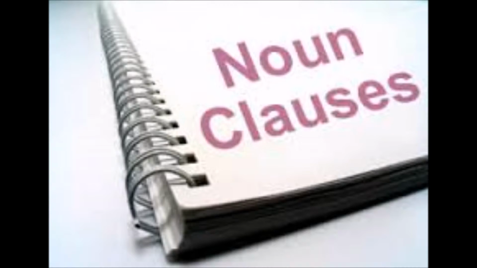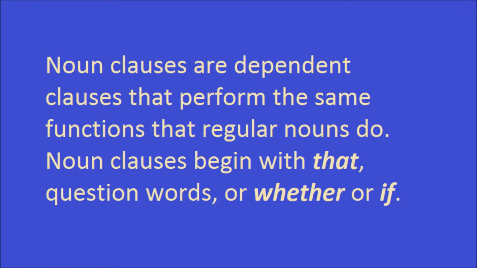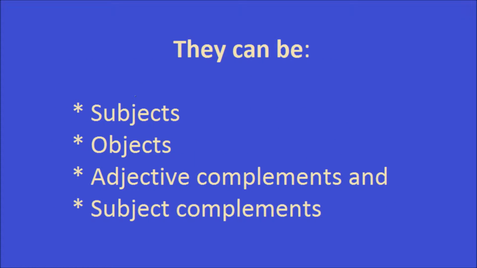But why? Well, the groups of words in bold in each sentence are called noun clauses. Noun clauses are dependent clauses that perform the same function that regular nouns do. Noun clauses begin with that, a question word, or whether or if. They can be subjects, objects, adjective complements, and subject complements.